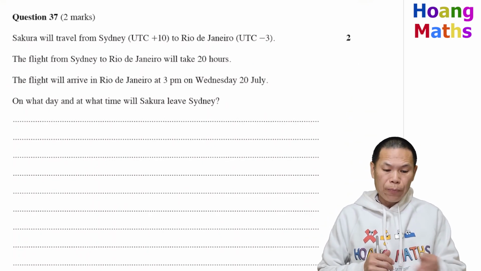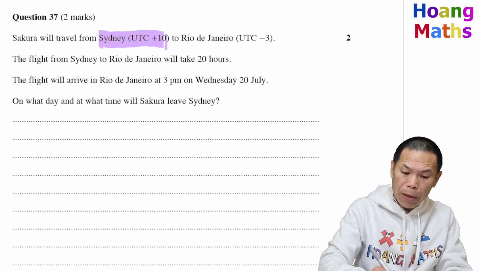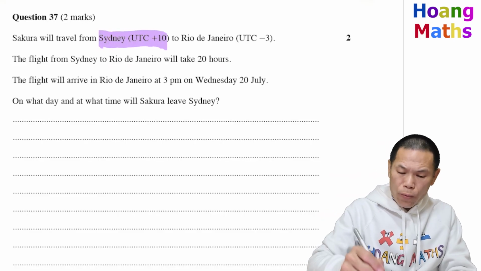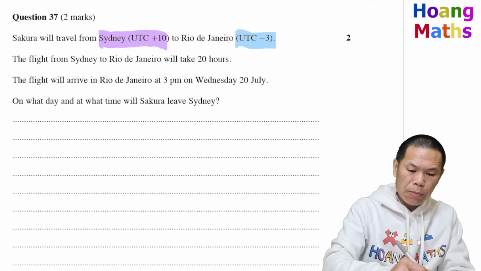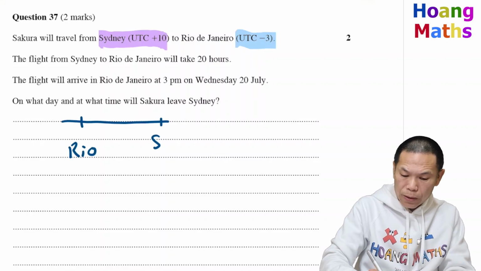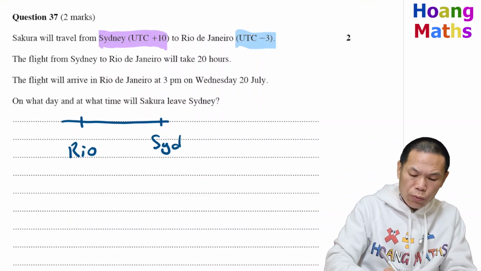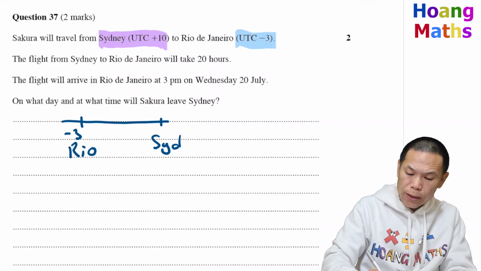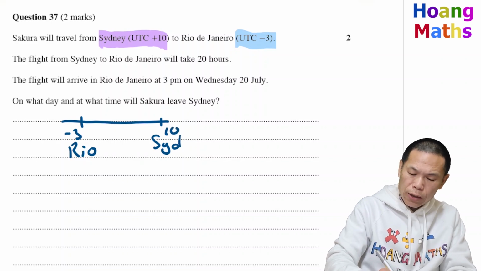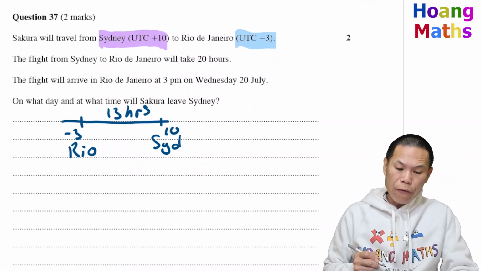Question number 37. First of all, we know that Sydney is plus 10 and Rio is minus 3. Let me draw a timeline first. Rio is behind Sydney, so this is Rio and this is Sydney. The time difference is 13 hours because Rio is minus 3 and Sydney is plus 10. So the difference is 13 hours. Please keep that in mind for now.